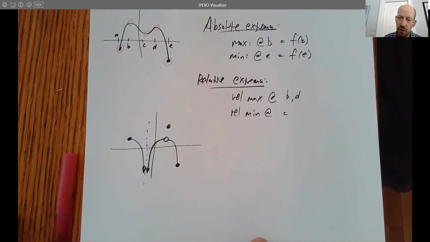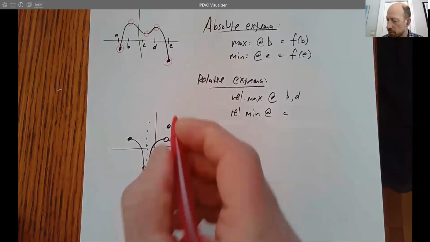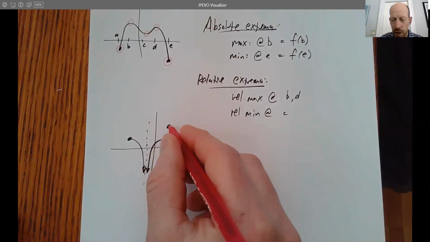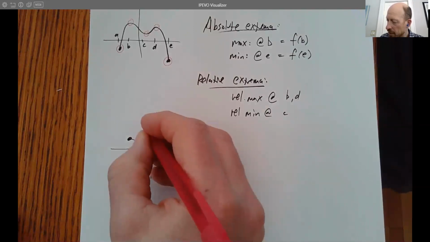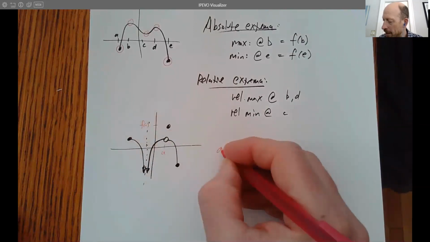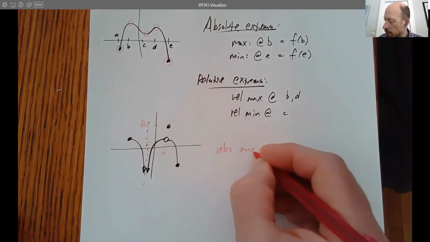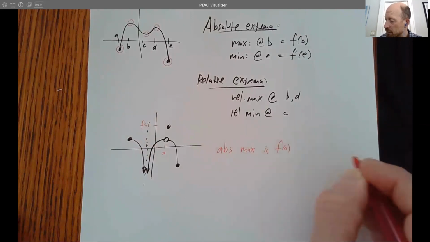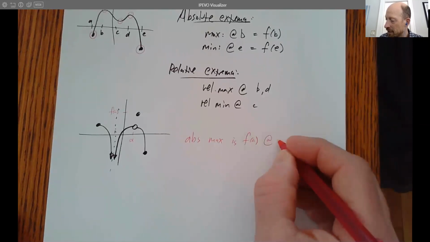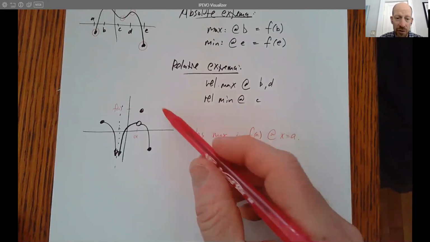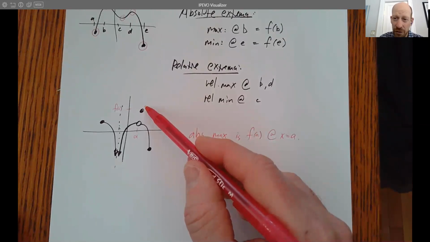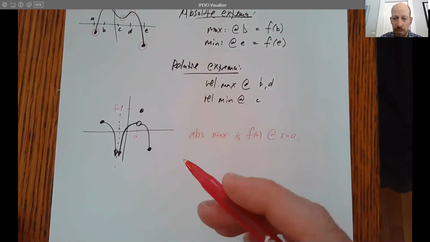So the question I might ask would be, is there an absolute maximum? You would identify this point, whatever it is, let's call that A and f of A. So the absolute max is f of A, right? And of course, that's at x equal A. That value is bigger than or equal to every other value of the function. So it's an absolute max.